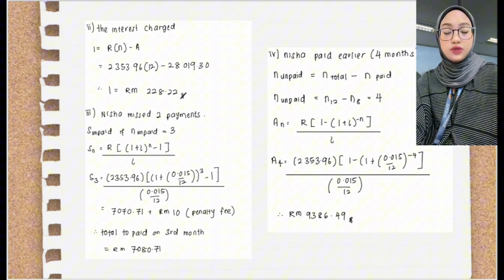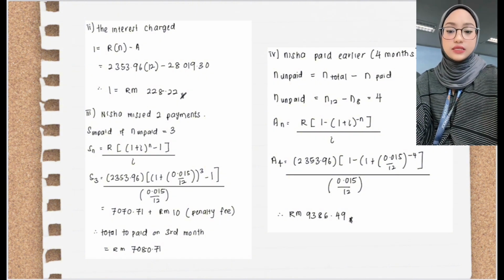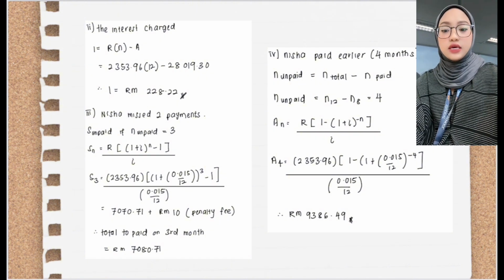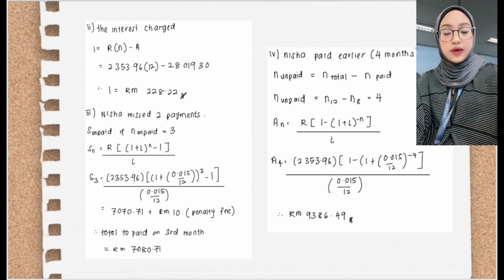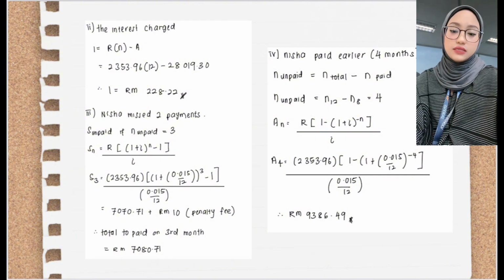So if you already substitute the formula and the components given, you'll get the answer for S3 is 7,070 ringgit and 71 cents. But in this case, in our case, we need to add 10 ringgit as the penalty fee for the late payment. So the total to be paid on third month will be 7,080 ringgit 71 cents.